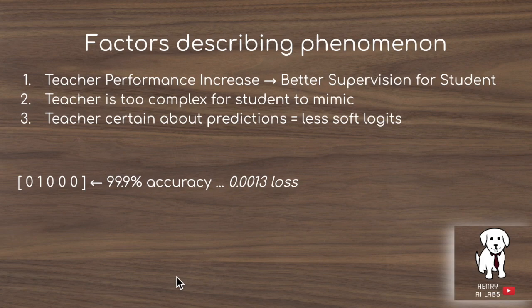So more compactly, the factors describing this phenomenon are that as the teacher performance increases, it should have better supervision for the student. But the teacher's certainty about the predictions means less soft logits, and this is because you're teaching the student to mimic these kinds of class distributions. So if you have really high accuracy and low loss, you're essentially producing this kind of label distribution. And the third factor is that the teacher is just too complex for the student to possibly mimic.